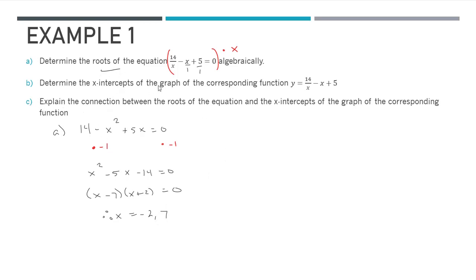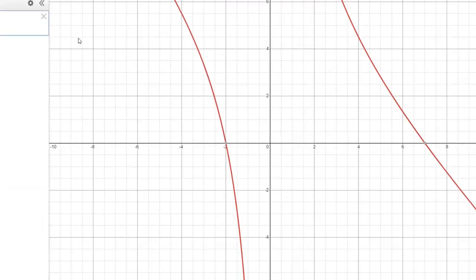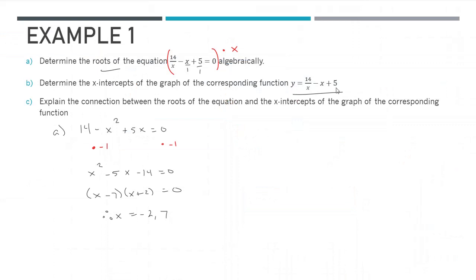B, determine the x-intercepts of the graph of the corresponding function. So this is actually the same function. What this section wants to make sure you really know is that when we find the roots, it's the same as the x-intercepts. And again, you've done that before, but I graphed this in Desmos. So you can see that, yes, x is at -2 and 7. So perfect, our question must be right. And then C asks to explain the connection between the roots of the equation and the x-intercepts. Well, they're the same. Our roots are the x-intercepts of the graph.